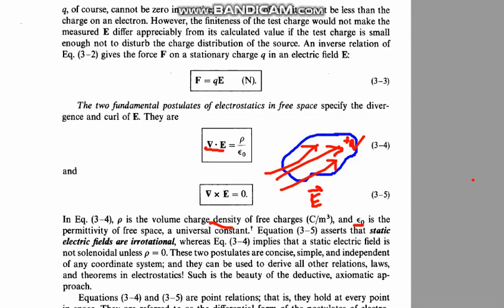It will make it pass through the surface. Permittivity means it will allow some electric field to pass through this body. That means permittivity tells how much chance the electric field has to pass through, and how much charge will feel the electric force. So rho divided by epsilon naught. The last thing is that the curl of the electric field intensity is equal to 0.